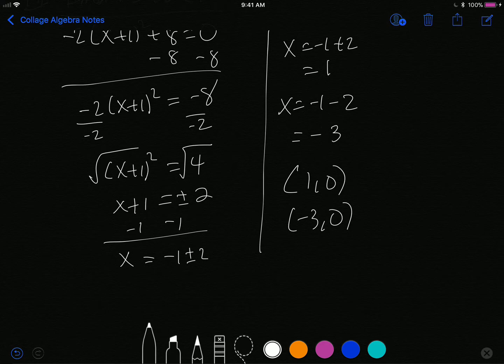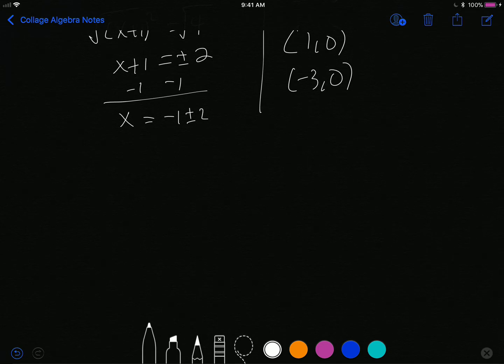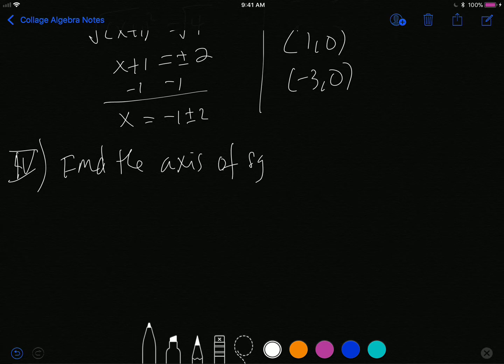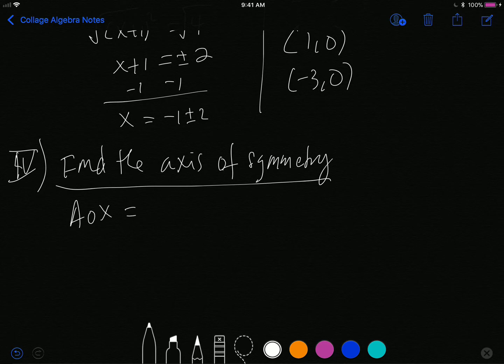Alright. Step number 4 is to find the axis of symmetry. Now this is where we start having some fun. In general form, to find the axis of symmetry, you have to remember a formula, i.e. x is equal to minus b over 2a. For here, you have to remember a fact. The axis of symmetry is always x equals h.